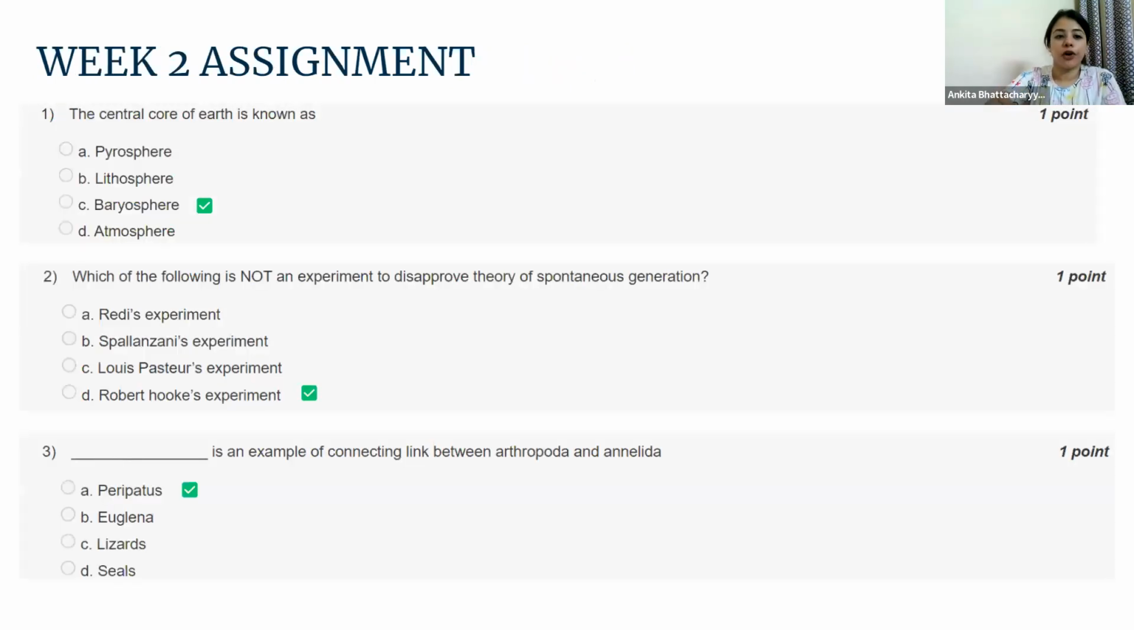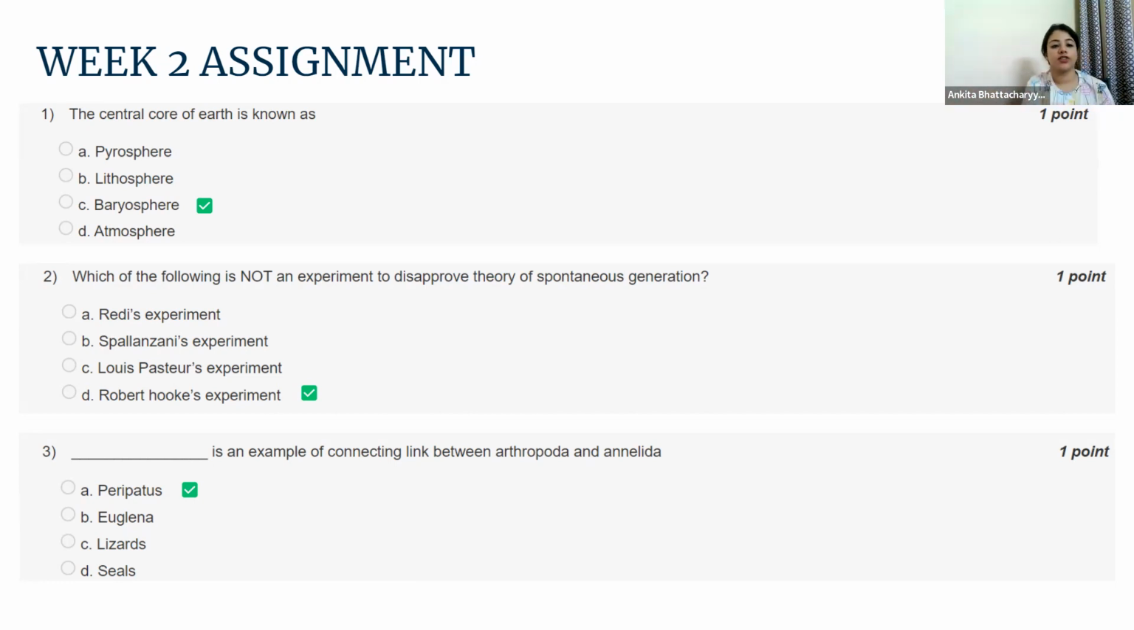For week 2, the first question was about the central core of the earth. The first lecture in week 2 stressed the different layers of the earth: the barysphere, the lithosphere, and the pyrosphere. The central core of the earth, where the molten magma and all of the components are present, is attributed to the barysphere.